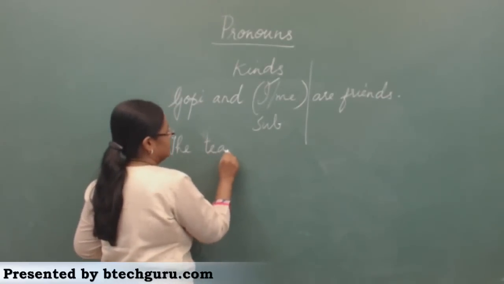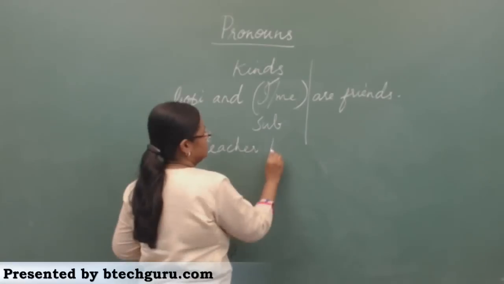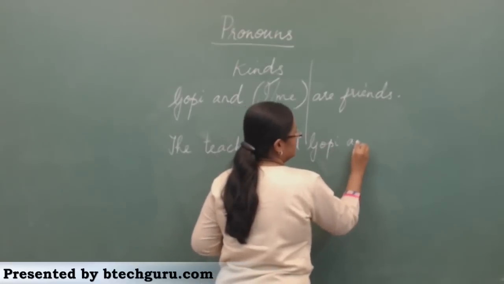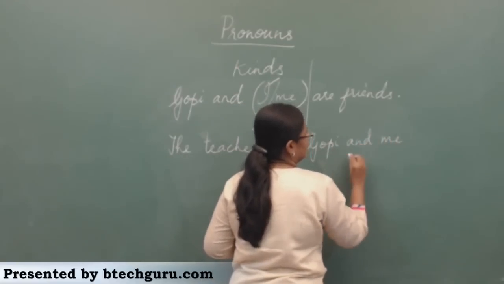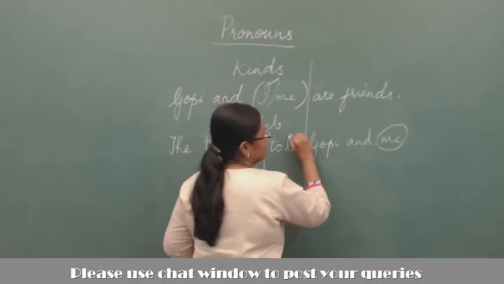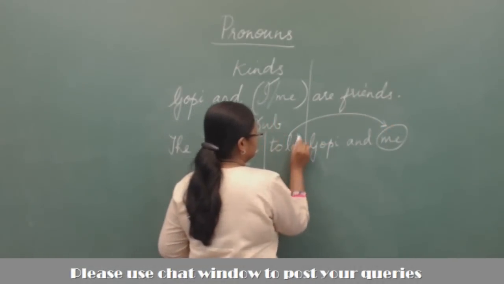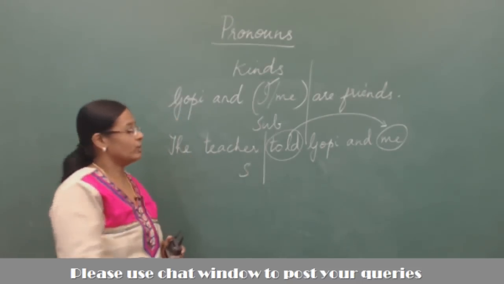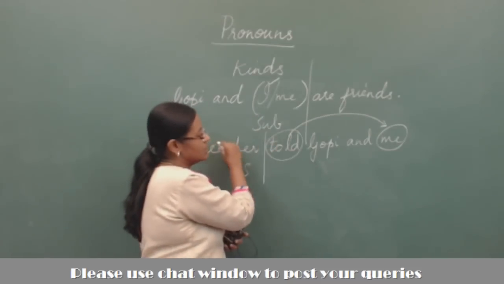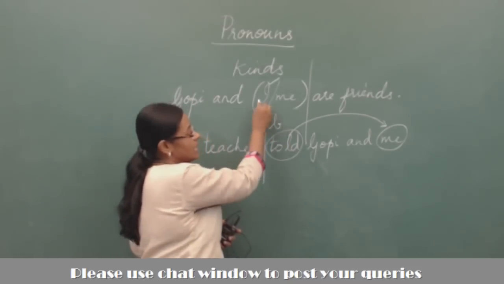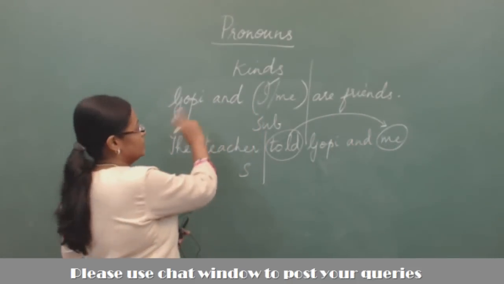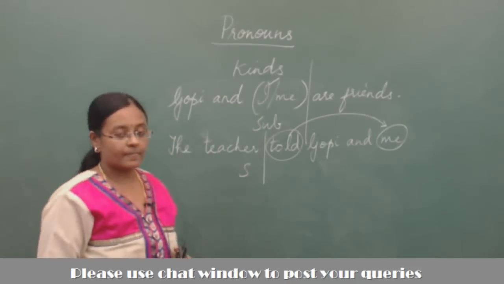Now here, the teacher told Gopi and me. Why? Because this is the object of the verb told. So when the pronoun is the subject of the verb, it is I. When it is the object of the verb, it becomes me. Especially when there are two nouns, you have to be careful.